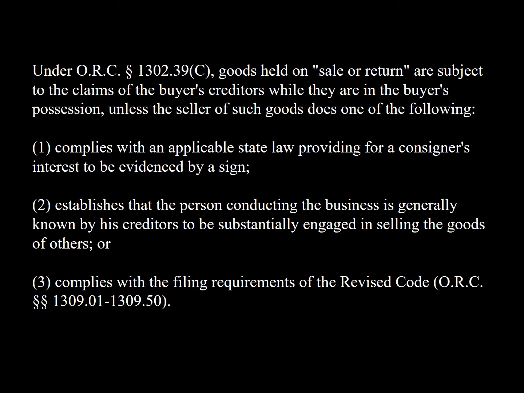And there it is. You got to do some things. You got to file a financing statement, or you have to put up some kind of a sign, evidenced by a sign that this is a consignor, or establish that this business is known to others to have consignment. Some kind of notice to people: hey, these guys are always selling consigned goods. So we don't expect, if we lend them money, that we're going to be able to levy on some fur coats, because these guys are known to be consignors.